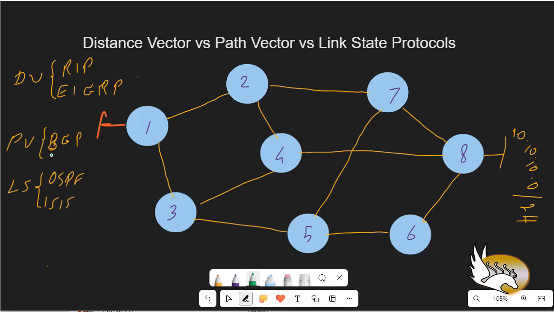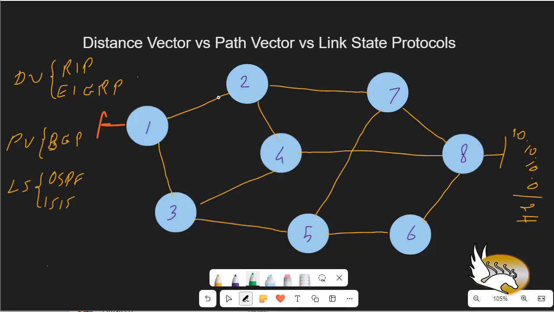Okay, what about the path vector? Path vectors are a little different. Now let's say that these are not routers. These are just some autonomous systems. And by autonomous system I mean this is a company, for example. And maybe inside the company we have multiple autonomous systems, but I just assume that each one of them is a company and each one of them has, I don't know, thousands of routers inside them.